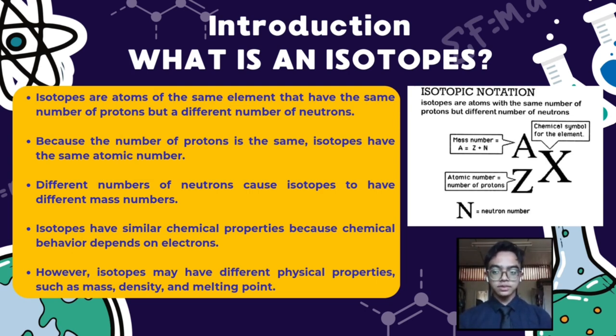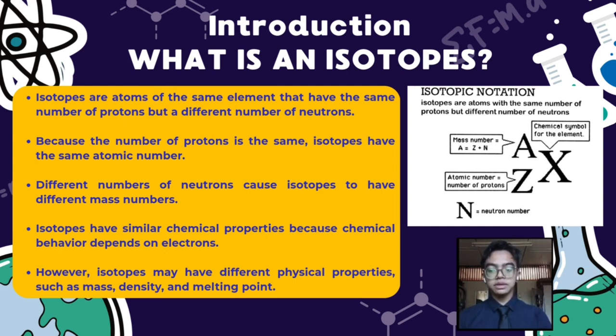What are isotopes? Isotopes are atoms of the same element that have the same number of protons but a different number of neutrons. Because the number of protons is the same, isotopes have the same atomic number. Different numbers of neutrons mean isotopes have different mass numbers.